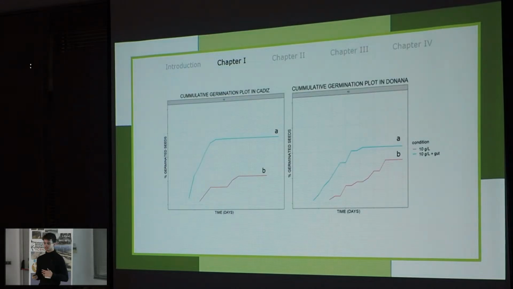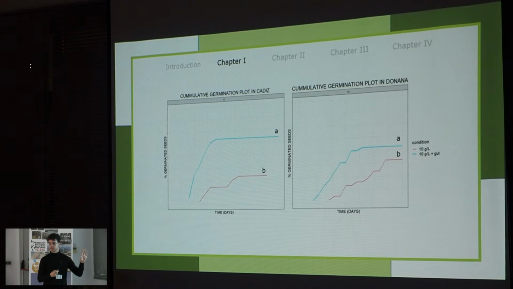I'm still analyzing the data, but here we can see some preliminary results in these 2 plots that show the cumulative germination of the seeds in 2 of the populations that we analyzed, the left one coming from Cádiz and the right one coming from Doñana.